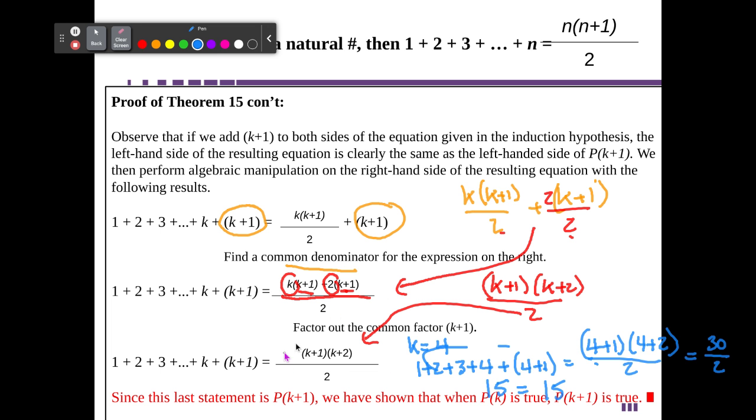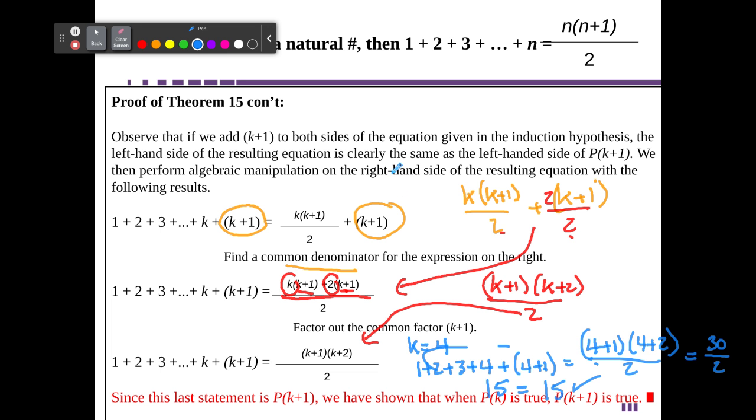Then I take that K equals 4, I come over to the right-hand side. 4 plus 1, 4 plus 2, divided by 2. 4 plus 1 is 5. 4 plus 2 is 6. 5 times 6 is 30. 30 divided by 2 is 15. Check. So even though you are not required to prove or show what's in blue, you can check to make sure that it actually works for some arbitrary value of K, to show that the left-hand side is equal to the right-hand side. So therefore, we've completed this proof.